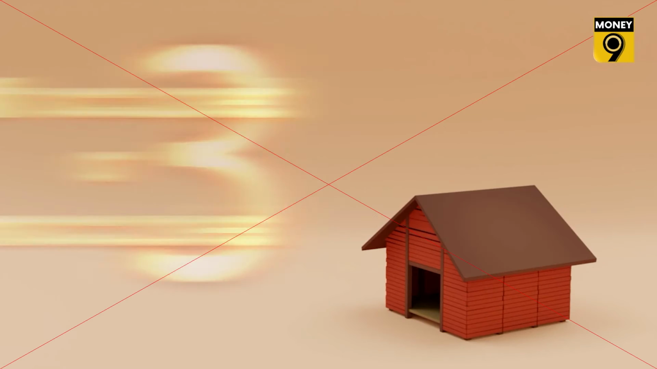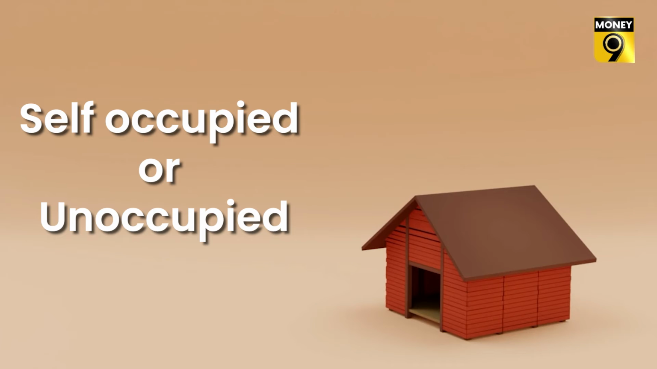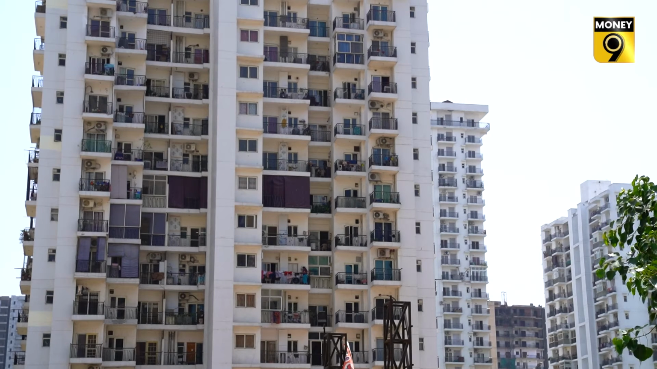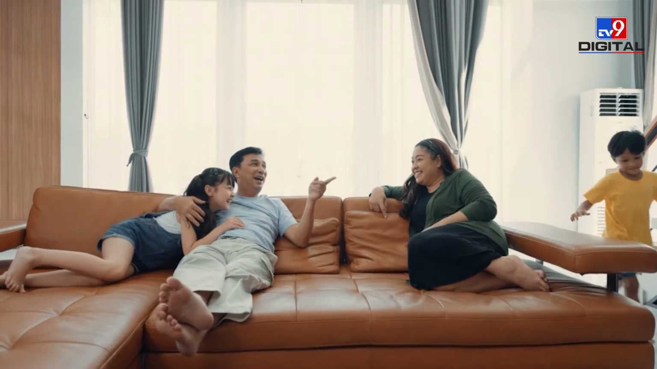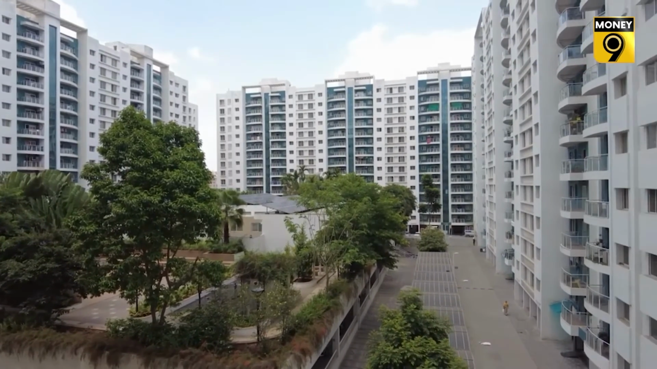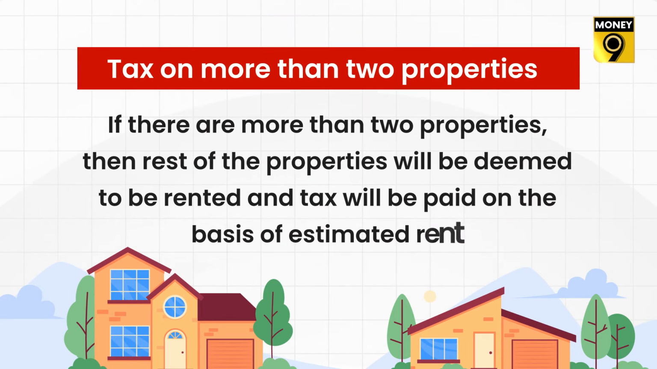Number 3. If the property is self-occupied or unoccupied. If the property is self-occupied, that is, used by the taxpayer for living, then the annual value of such property will be 0. 2 properties can be shown to be self-occupied. If there are more than 2 properties, then the rest of the remaining property will be treated as on rent and the tax will have to be paid on the basis of the estimated rent, whether the taxpayer is residing in it or the property is lying vacant.